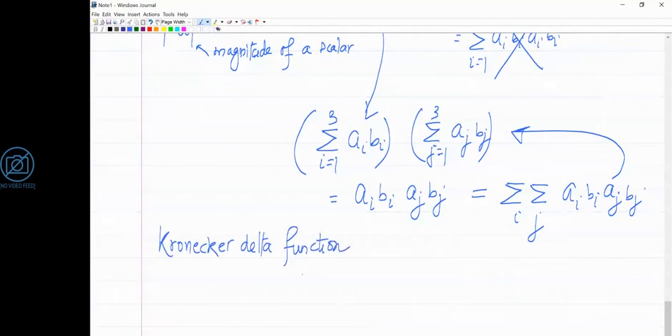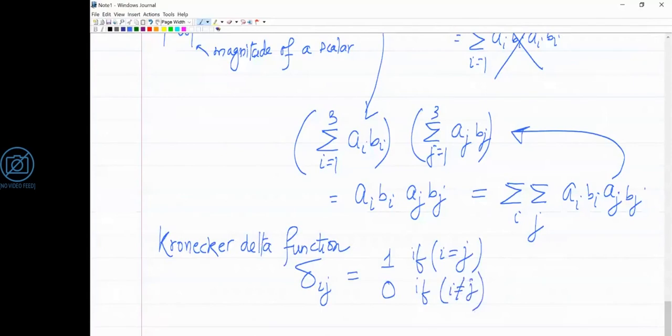So it is denoted by the symbol delta, and it has got two indices i and j. Its definition is that this is equal to 1 if i is equal to j, and it is equal to 0 if i is not equal to j. So this is simply the definition of Kronecker delta.